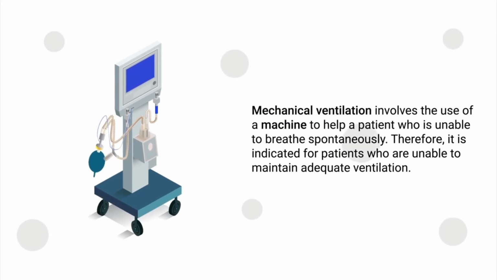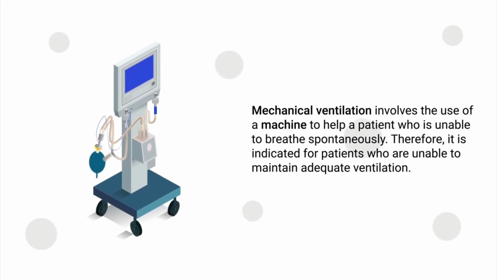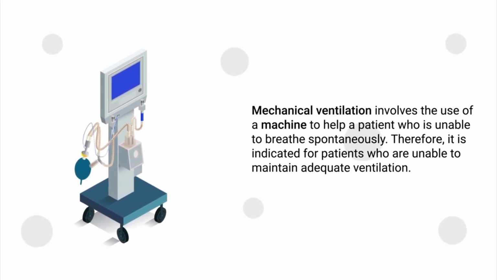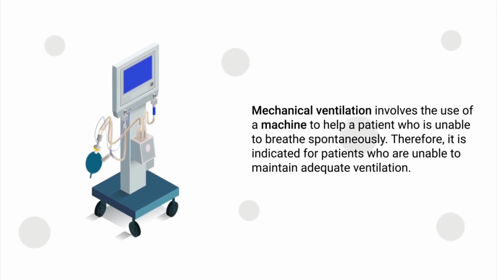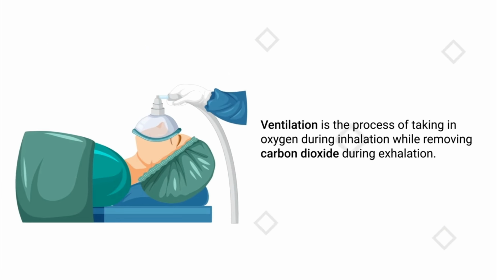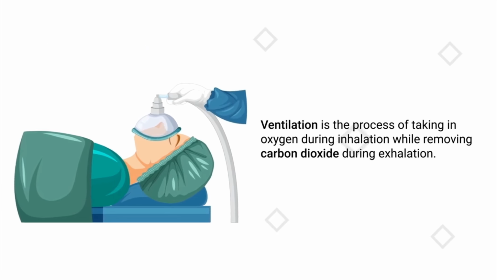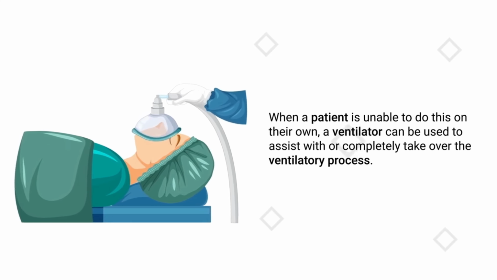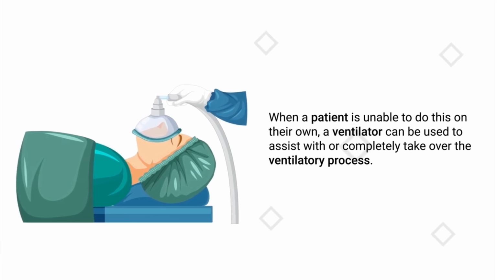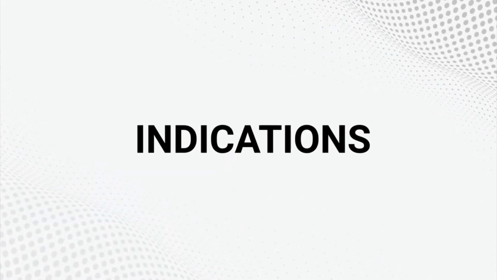As previously mentioned, mechanical ventilation involves the use of a machine to help a patient who is unable to breathe spontaneously. Therefore, it is indicated for patients who are unable to maintain adequate ventilation. Ventilation is the process of taking in oxygen during inhalation while removing carbon dioxide during exhalation. When a patient is unable to do this on their own, a ventilator can be used to assist with or completely take over the ventilatory process. Now let's talk about the indications.